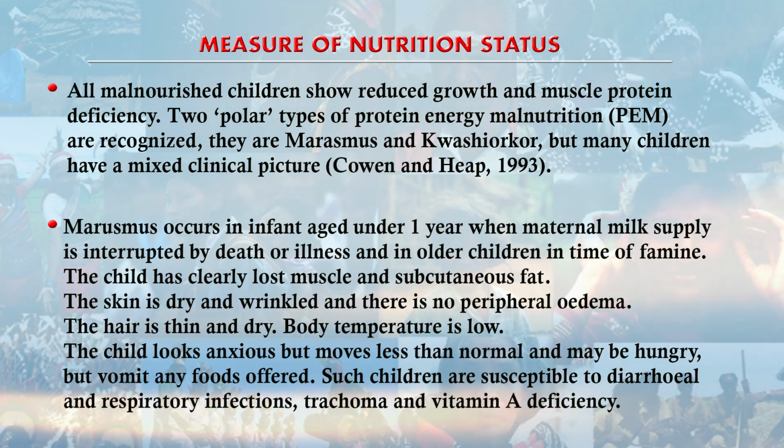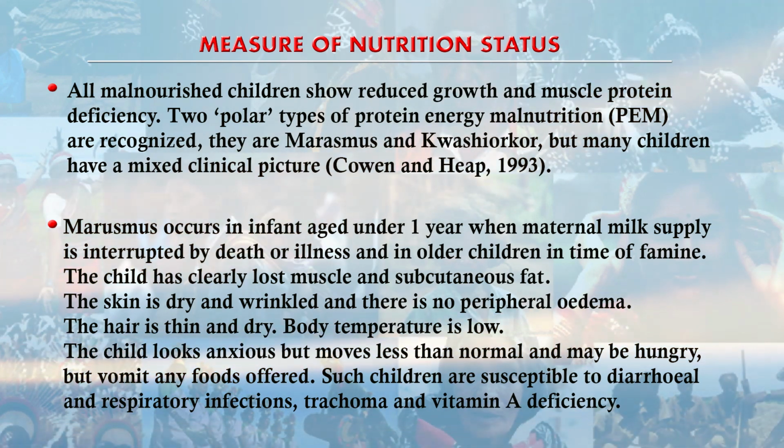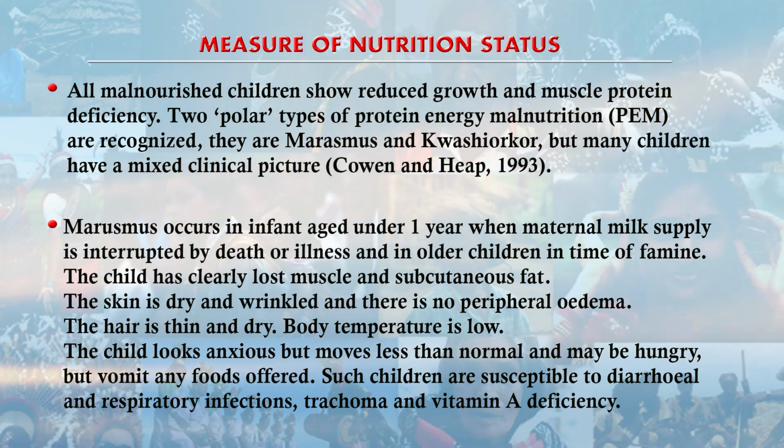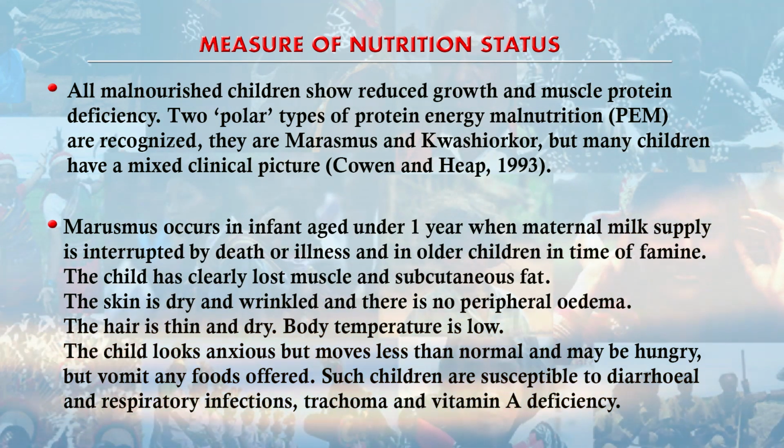Marasmus occurs in infants aged under 1 year when maternal milk supply is interrupted by death or illness, and in older children in times of famine. The child has clearly lost muscle and subcutaneous fat. The skin is dry and wrinkled and there is no peripheral edema. The hair is thin and dry. The body temperature is low. The child looks anxious but moves less than normal, and may be hungry but vomit any foods offered. Such children are susceptible to diarrheal and respiratory infections, trachoma and vitamin A deficiency.